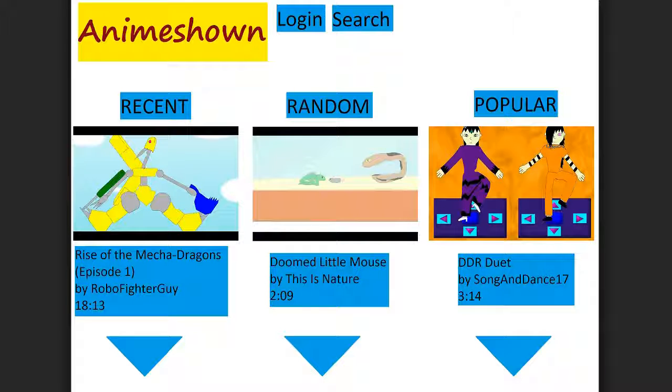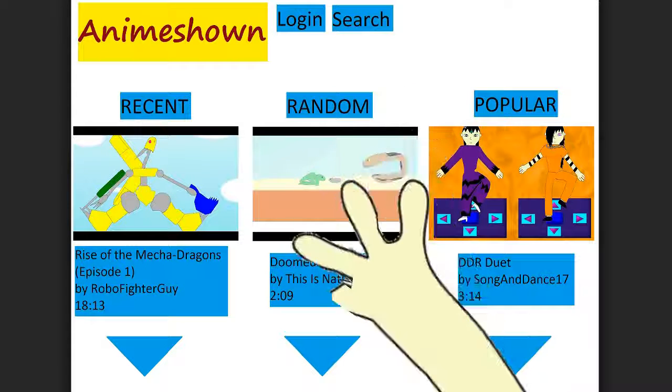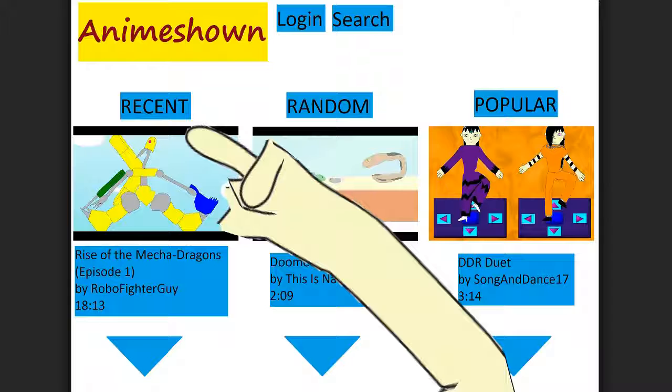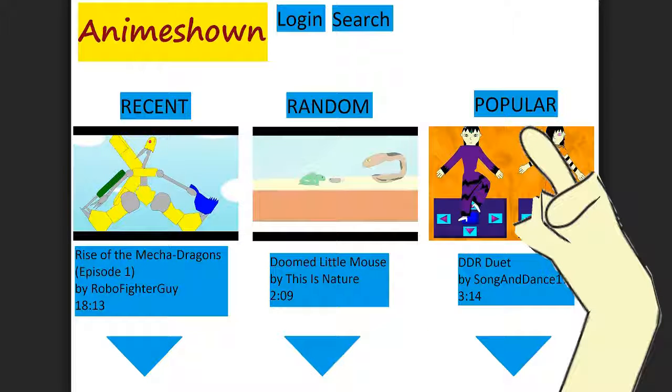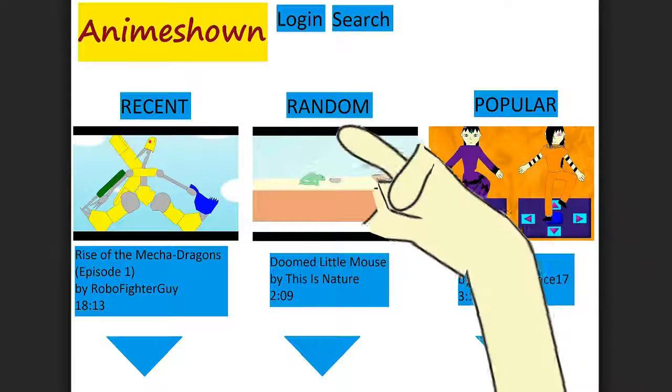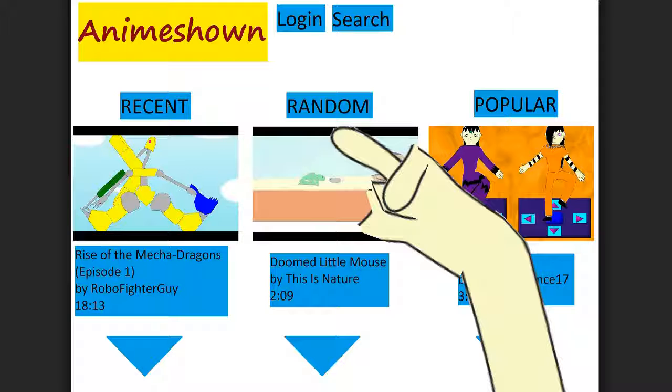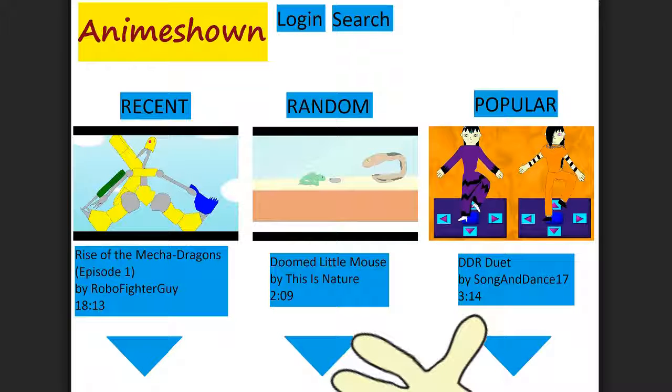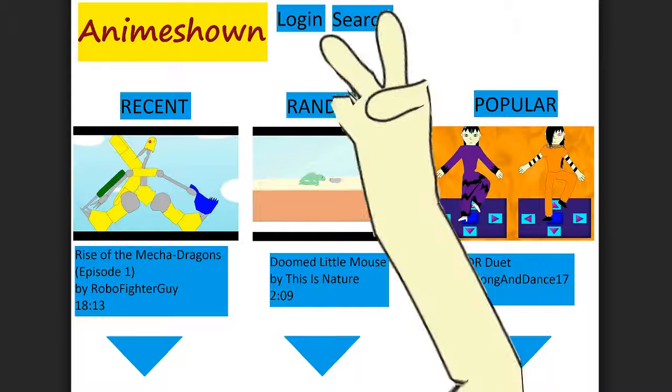The homepage of the app has a couple of links here. There are 3 videos featured right off the bat. One of them is a recent video from a random site, one of them is a popular video from a random site, and one of them is a completely random video. There are little arrows underneath them if you want to see more. There's also a login and a search link at the top.